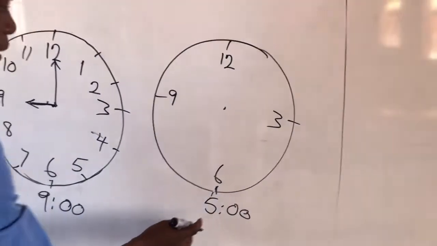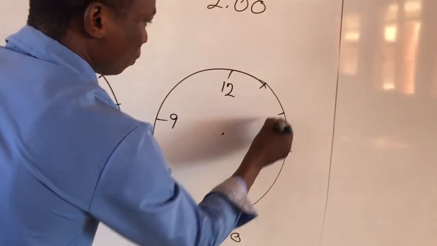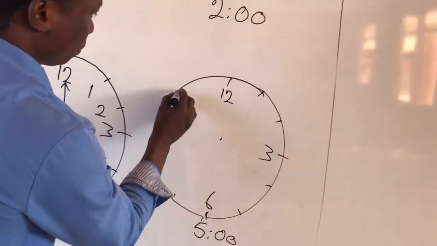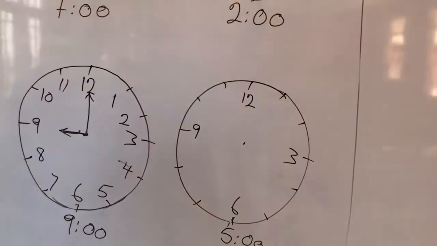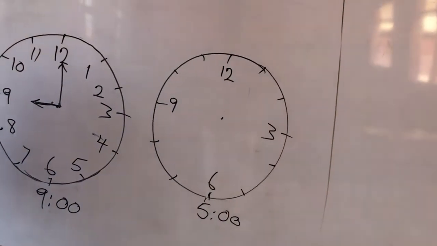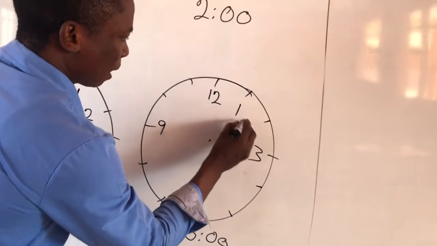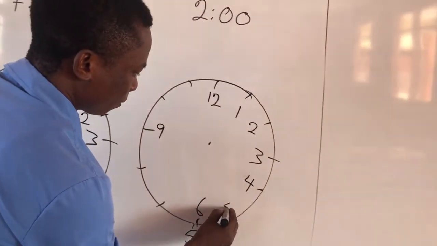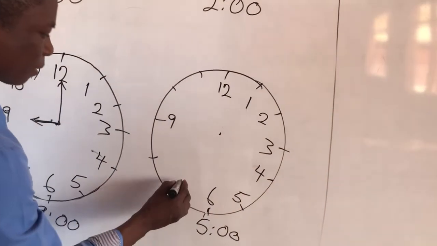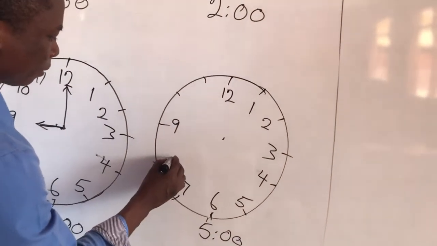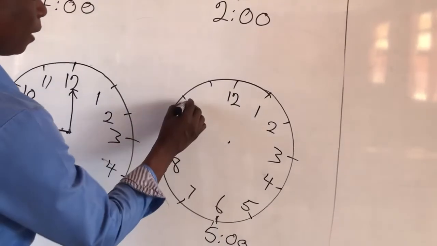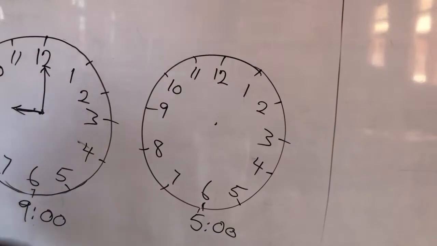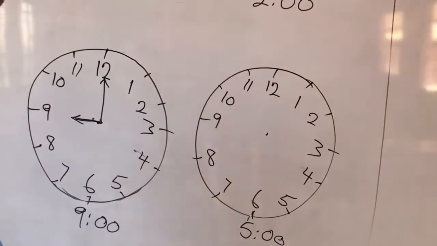We are supposed to draw 5 o'clock. So look at it. You mark it, divide it into 2. 1, 2, 1, 2. What else? Then you write your numbers. 1, 2, 3, 4, 5, 6, 7, 8, 9, 10, 11, 12. If you are able to do it like this, well done.